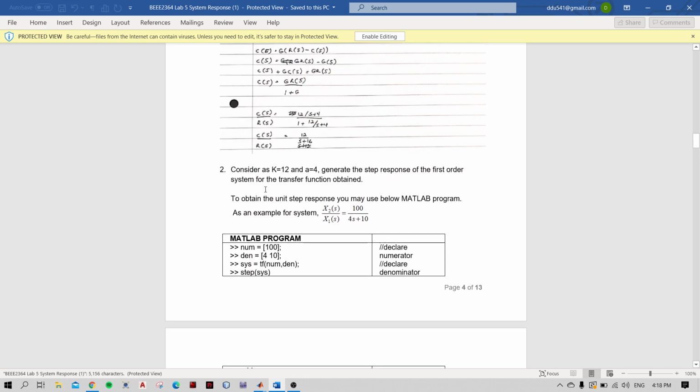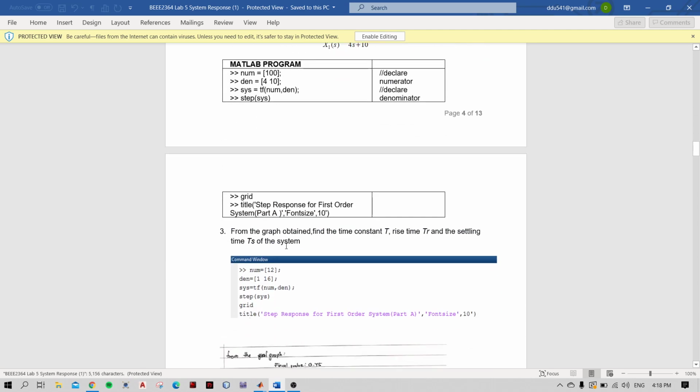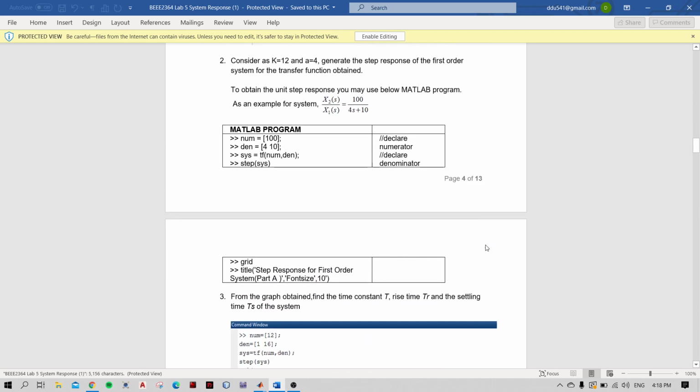Then for number 2, consider K equal to 12 and a equal to 4. Generate the step response of the first order system for the transfer function obtained. To obtain the unit step response, you may use the below MATLAB program as an example for the system. As you can see here, this is just an example.